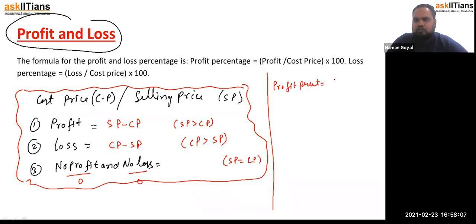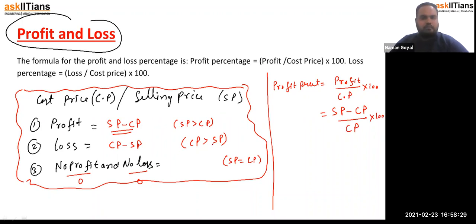So if I'm asking about profit percent, it is profit upon CP into 100. Or as I told you, profit can be written as SP minus CP. So it will be written as SP minus CP upon CP into 100. Are you getting my point?